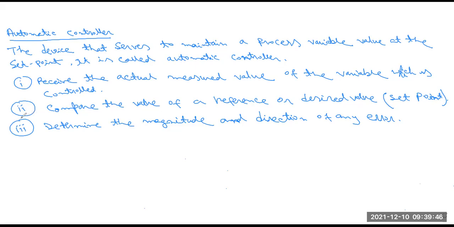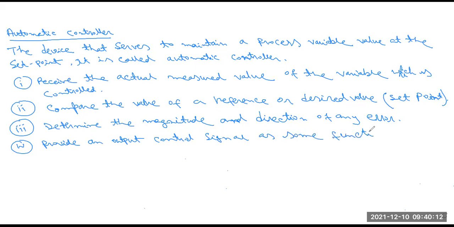Okay, and also number 4, it provides an output control signal as some function of the deviation. Okay, so these are the 4 functions we have to maintain by the automatic controller part. Okay, so I will just recall them. So this is basically the automatic controller.